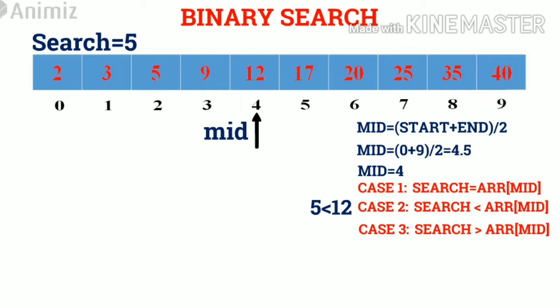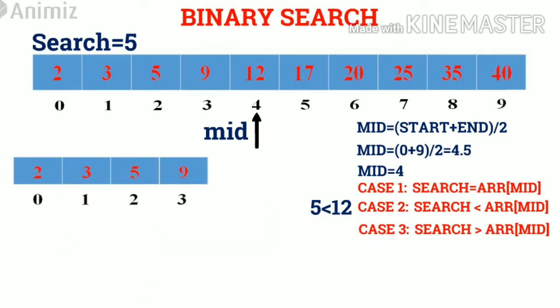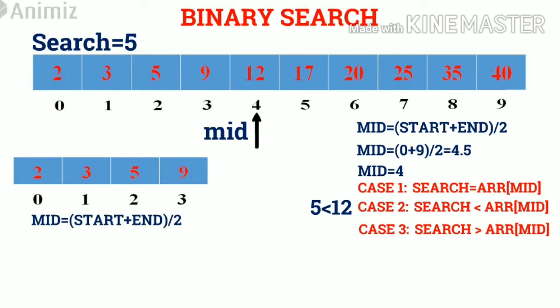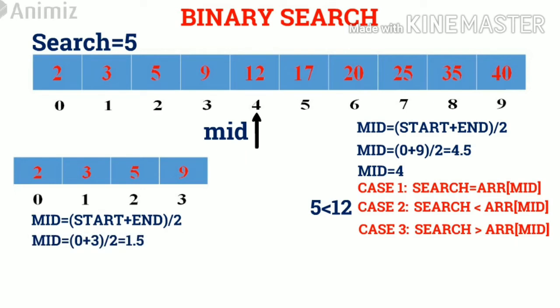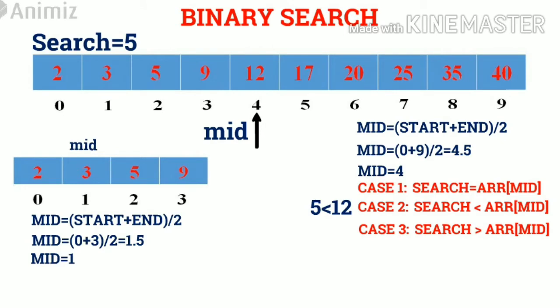So it will go to the left side, where we have the numbers 2, 3, 5 and 9 at positions 0, 1, 2 and 3. Now again we have to find the middle element. Middle is equal to 0 plus 3 divided by 2, equal to 1.5. According to the integer data type, the middle is 1. At position 1 we have the number 3. Now 3 is the middle element and we have to search for the element 5. Now 5 equals 3? This condition is false.